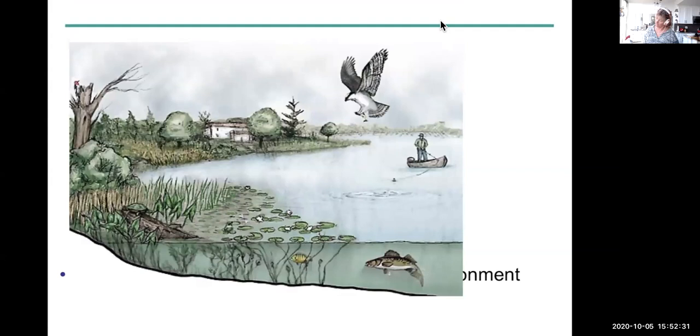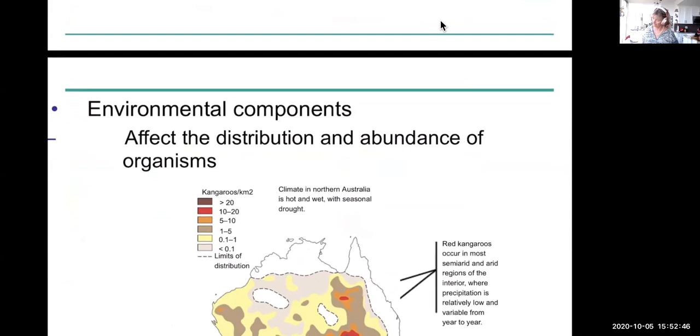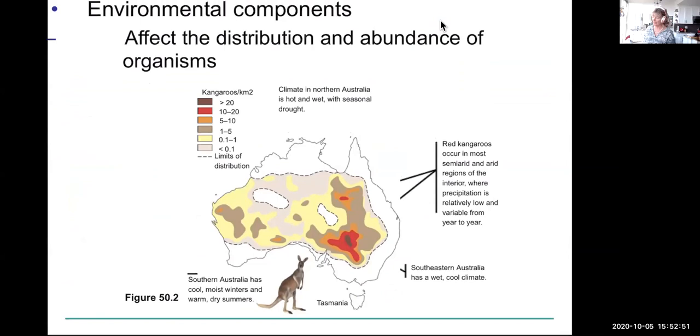So yeah, a fisher person, predators, fishes, those are all biotic. The water, the temperature, salinity. This would be a freshwater environment. So how do they affect distribution and abundance of organisms?